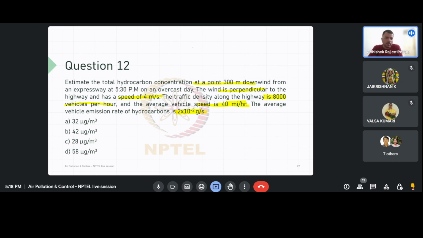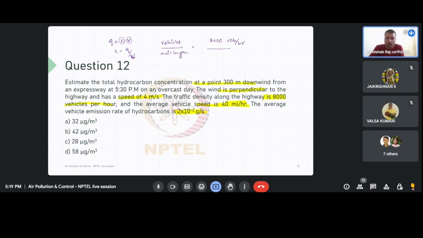So we need to find the concentration here. So first what we do is we have to calculate the number of vehicles per unit length of the road. So how will we do this? We have the flow, that is 8,000 vehicles per hour. So we'll divide this by the speed. I don't know how many you will know this relation, but flow on a highway will be given as density into speed. So the flow will be the product of the density and the traffic speed. So if we want the density, that is the vehicles per unit length, we have to take the ratio of flow by speed.